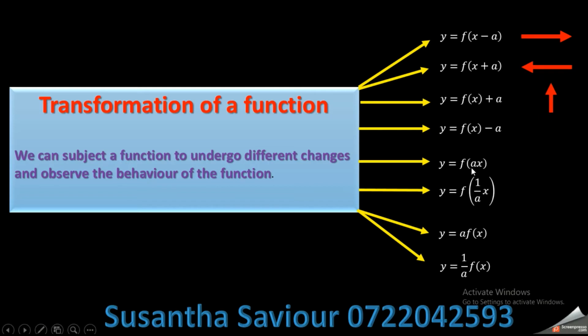Here f of ax, all the x coordinates will be divided by a. In this transformation 1 over ax, all the x coordinates will be multiplied by this a. In this, all the y coordinates will be multiplied by a, and in this 1 over a f of x, all the y coordinates will be divided by a. Now we will consider each and every one with some more examples. This is the summary of the lesson.